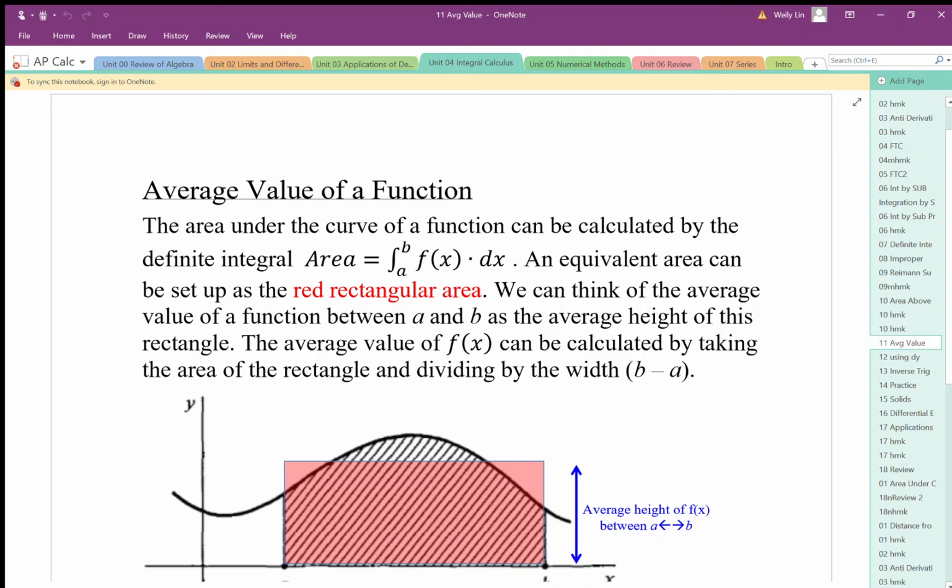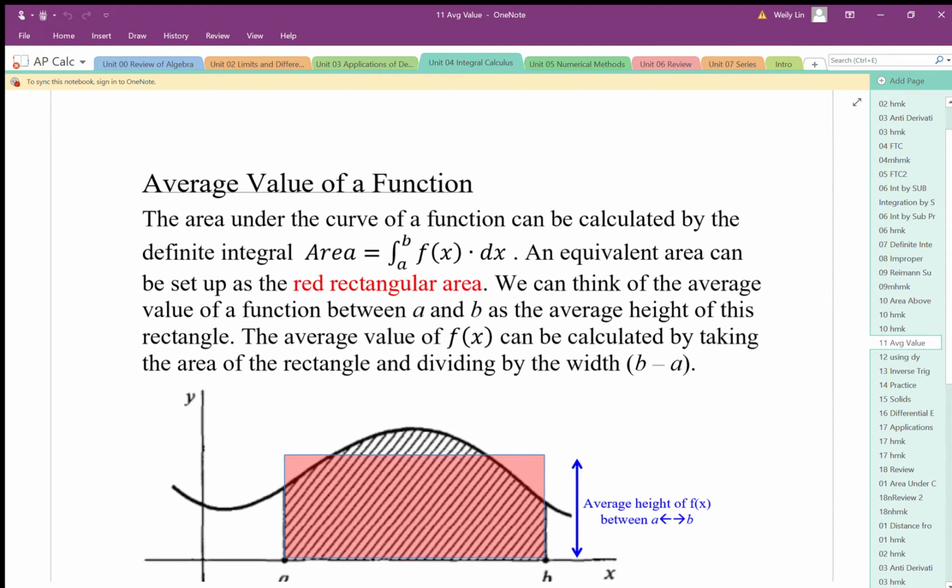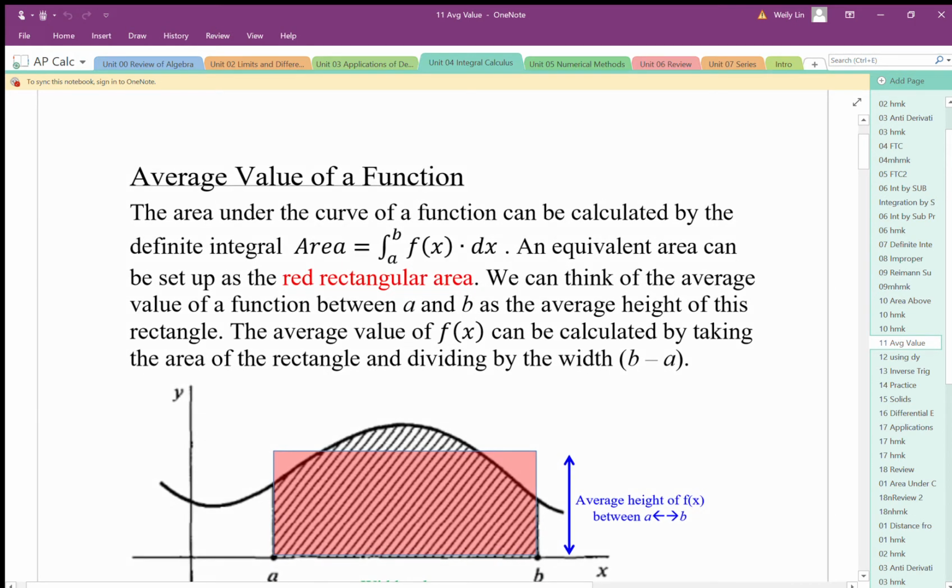So today we're going to look at the average value of a function. The average value function essentially represents the average height of that line. We want to know how high is that line and what is the average height of that line. So it's got to be somewhere between the minimum and the maximum. It's going to be somewhere in here.